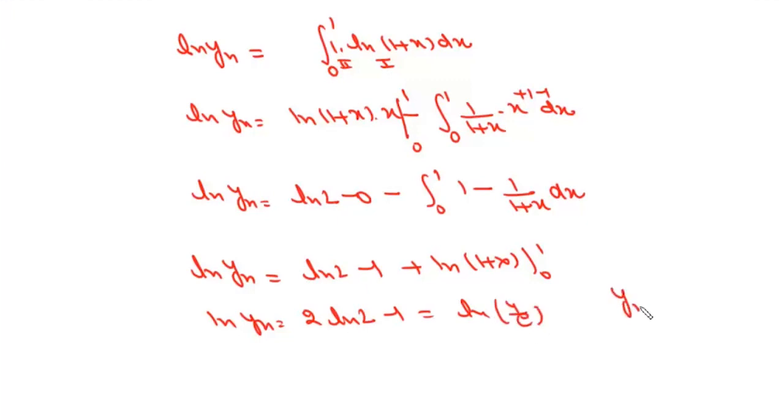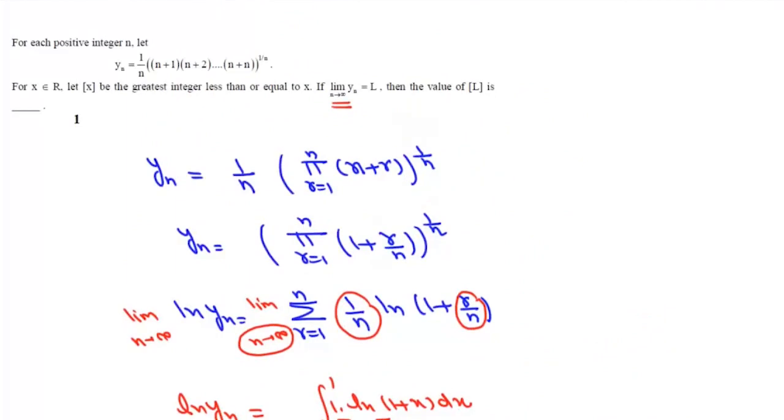So the value of yn will be simply 4 by e. Now it says we need to find the greatest integer function of this limiting value L. So the greatest integer function of L will be the greatest integer function of 4 upon e, which is 4 upon 2.7 something, which is 1 point something. So the value of the greatest integer function is 1, and that is the answer to this question.